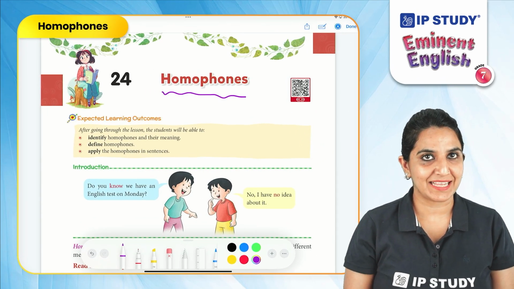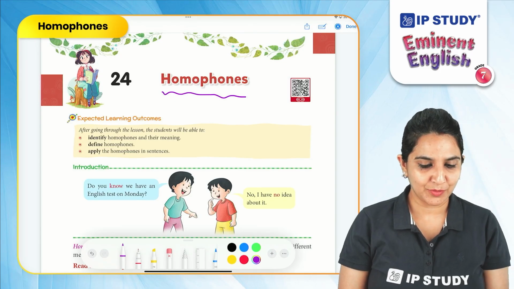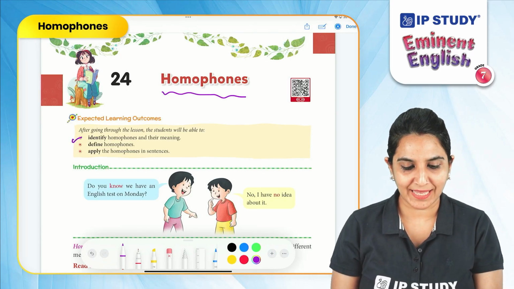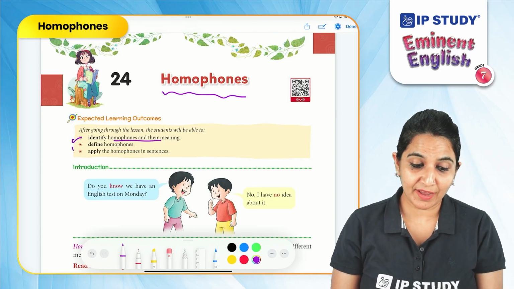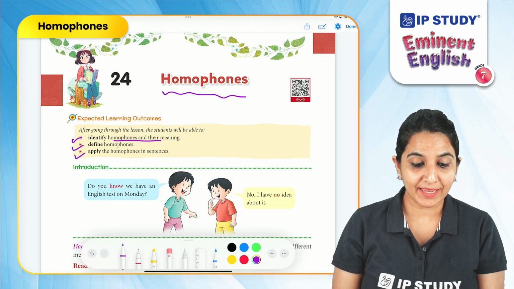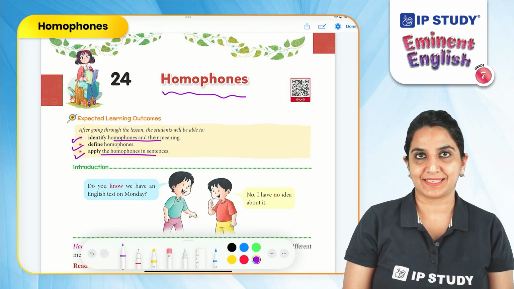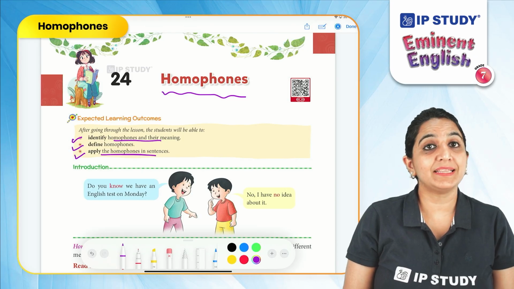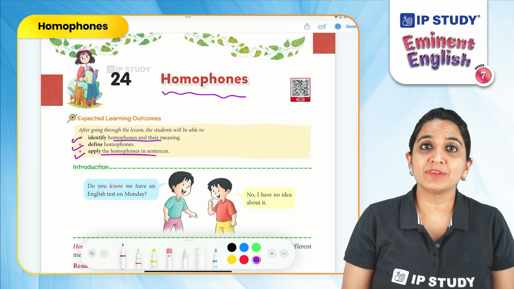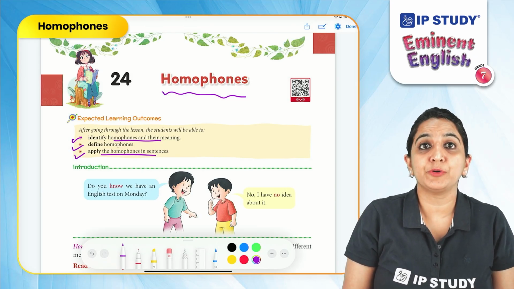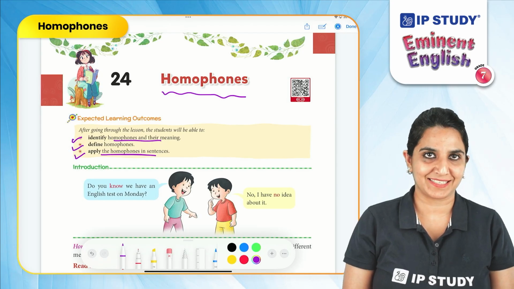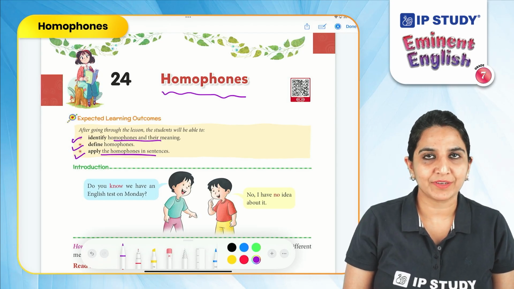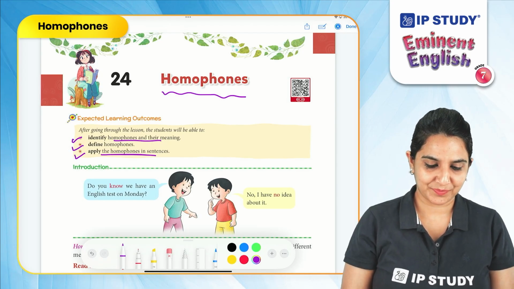Before the end of this lesson, you will be able to identify homophones and their meanings, define homophones, and apply the homophones in sentences. Because homophones only sound the same, but they have different meanings. Of course, they will be required to put in different kinds of sentences as well. Before we go further, let us read this example.